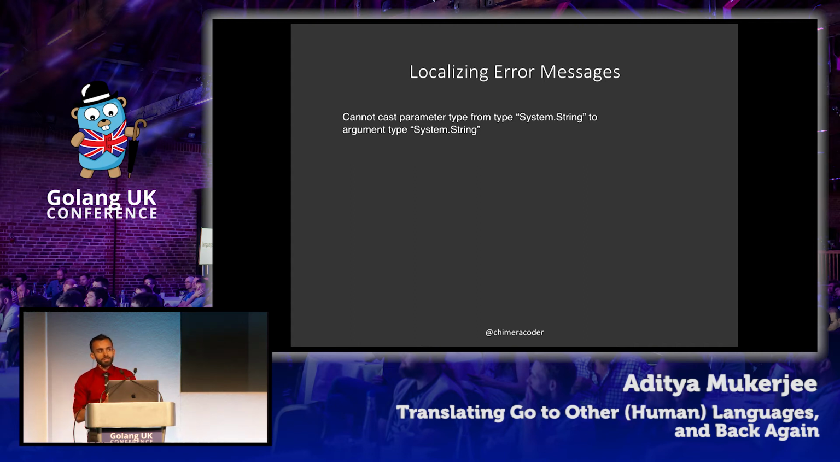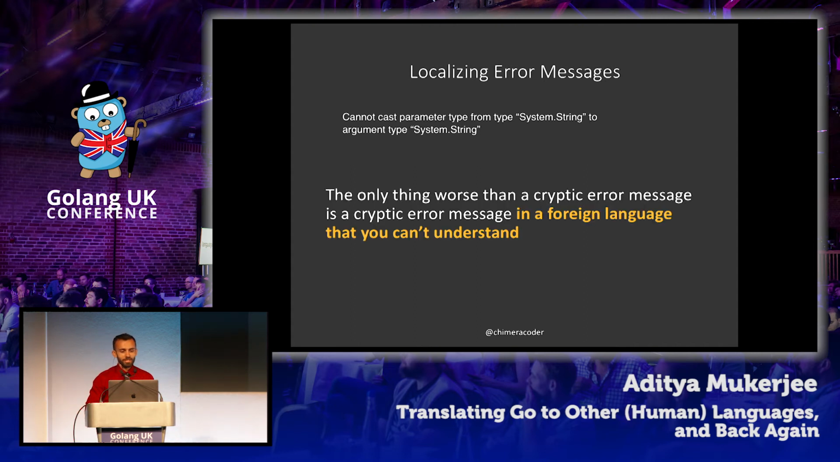But the only thing that's worse than a cryptic error message is a cryptic error message in a foreign language that you can't even understand. And so error messages are a good starting point for what to translate, because not only are they finite in number because of the way we define them in code, but translating them will have a huge impact on your collaborators as well. And they're the easiest to solve technically because we can leverage existing localization strategies, which is a very well-studied and well-understood topic.